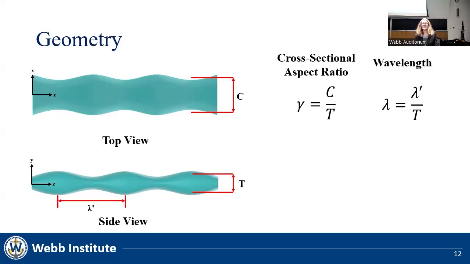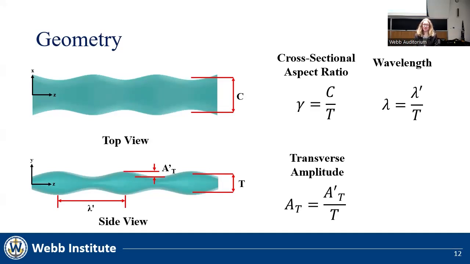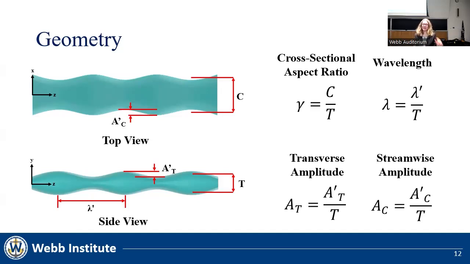Next, lambda prime is the distance between 2 of the same ellipses. Lambda, the wavelength, is then defined by non-dimensionalizing lambda prime by T. A prime sub T is the distance between the larger and smaller ellipses in the side view, and A sub T, the transverse amplitude, is taking A prime sub T and non-dimensionalizing it. Similarly, we have A prime sub C, which is the distance between the larger and smaller ellipses in the top view. This is then non-dimensionalized to turn into A sub C, or the streamwise amplitude.